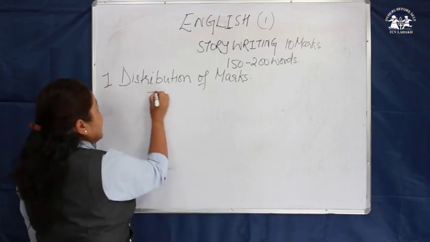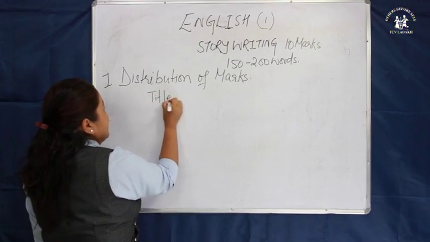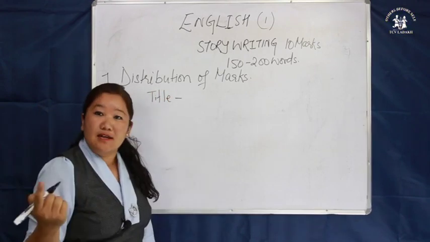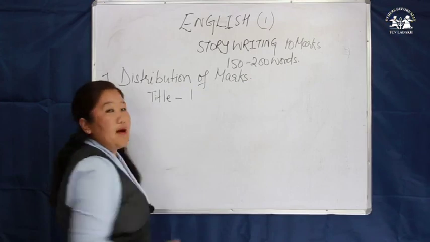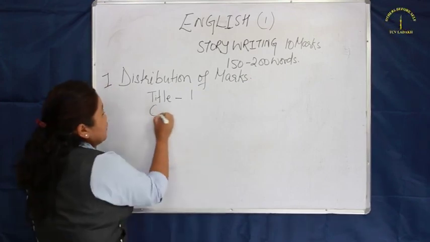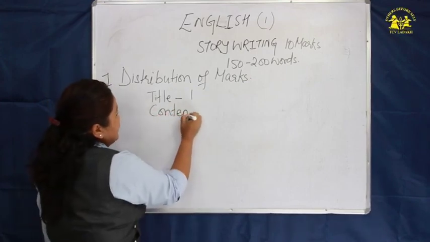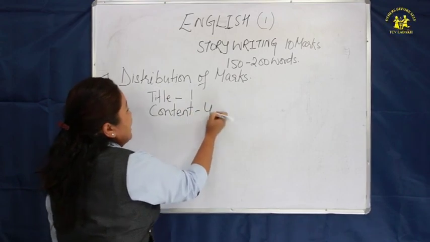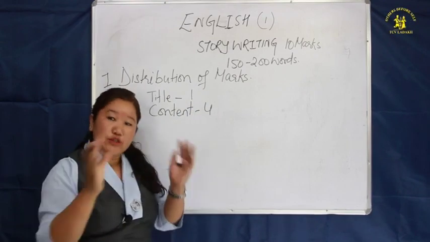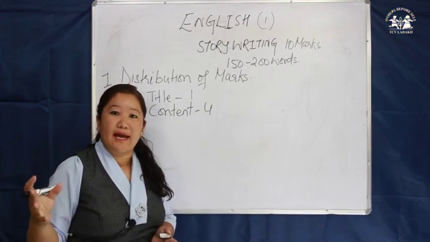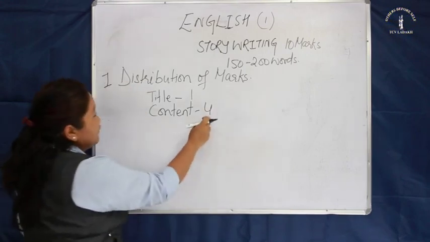The first one is the title. The title itself has 1 mark, all right? And then you have content, 4 marks. Content means the body of the story, the storyline. That has 4 marks.